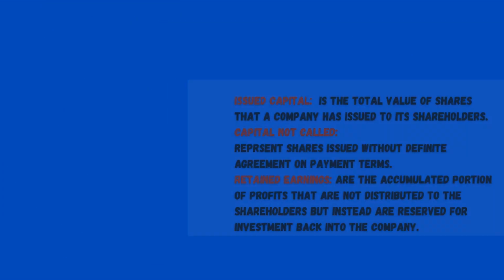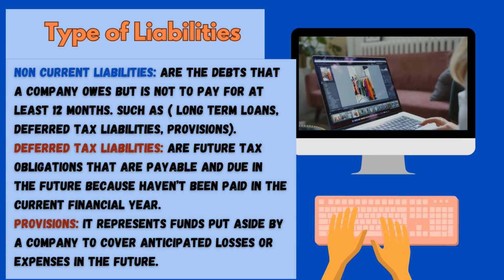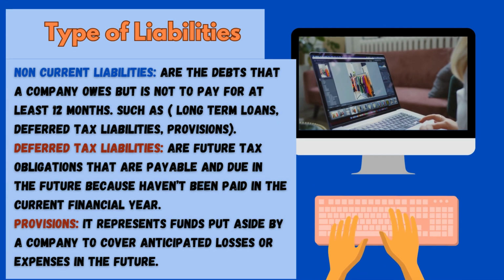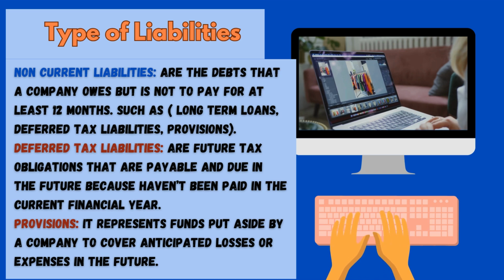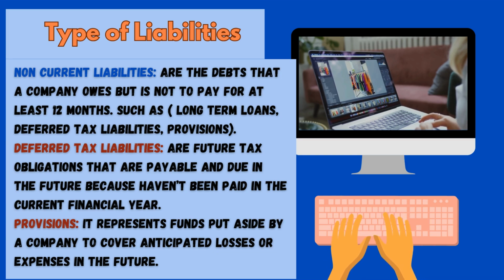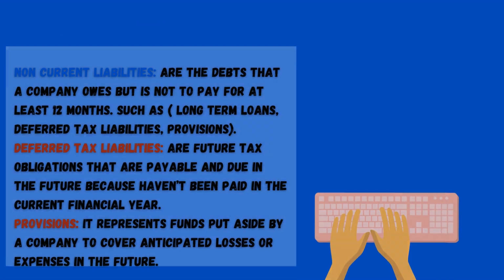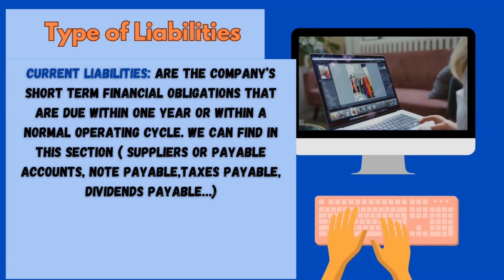For the liabilities, we have non-current liabilities, which are the debts that the company owes but is not due to pay for at least 1 year, such as long-term loans, deferred tax liabilities, and provisions. Deferred tax liabilities are future tax obligations that are payable in the future because they haven't been paid in the current financial year. Provisions represent funds put aside by the company to cover anticipated losses or expenses in the future.